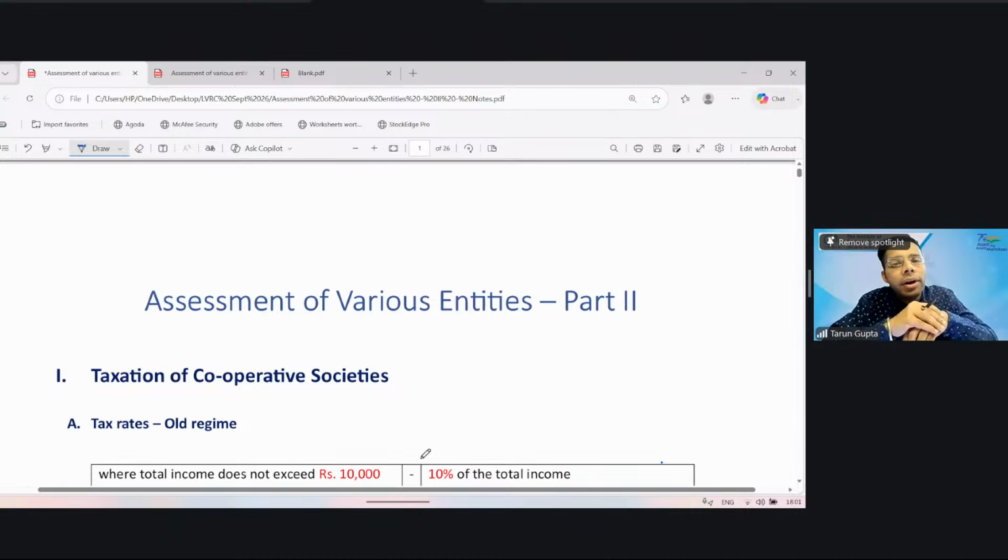Okay. Then we discussed the tax rate applicable to the companies, the concessional tax regime, the MAT rate, and provision relating to the taxation of firms or LLPs. Right. So hope this was clear to you. Now in today's class, we'll do the rest of the chapter. Okay. So we'll start with the cooperative societies. So we'll do the tax implication in respect of other entities.